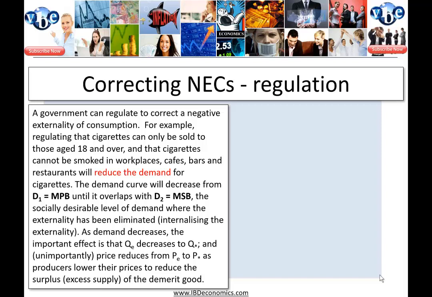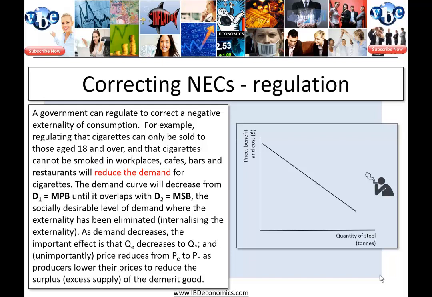And together, all of this is going to reduce the demand for cigarettes. A demand curve will decrease from D1 equals the marginal private benefit until it overlaps with D2, our marginal social benefit, which is our socially desirable level of demand, where the externality has been eliminated. As we say, that's internalizing the externality. As demand decreases, the important effect is that QE decreases to Q star, and unimportantly, price reduces from PE to P star as producers lower their prices to reduce the surplus of the demerit good, that surplus being excess supply.